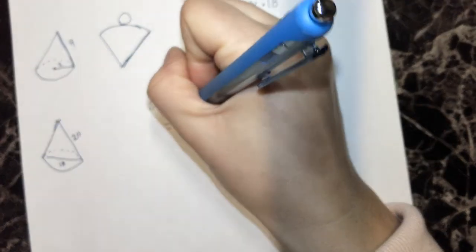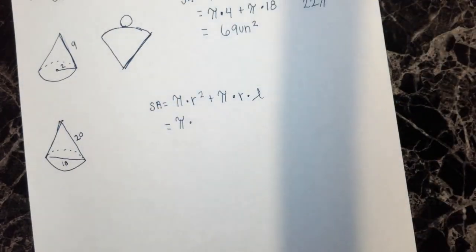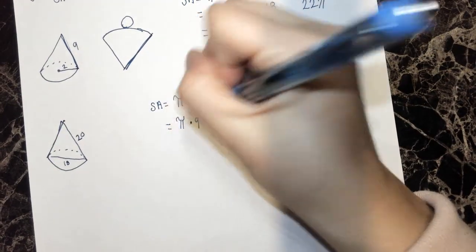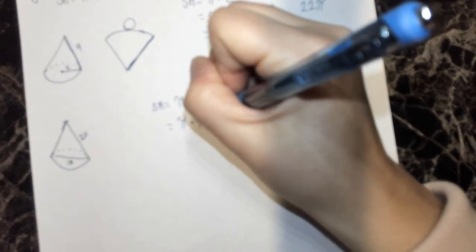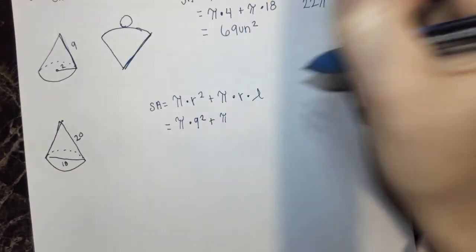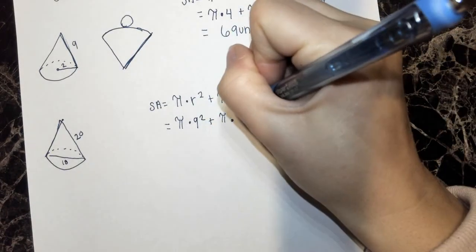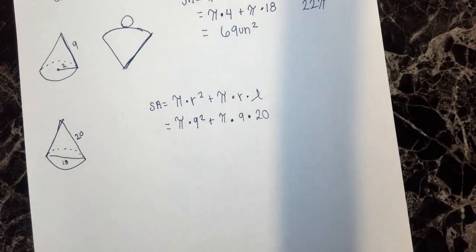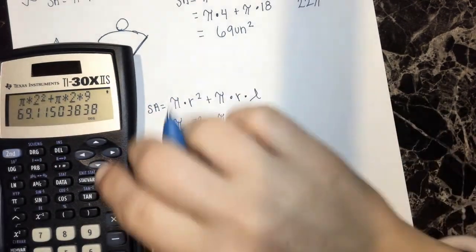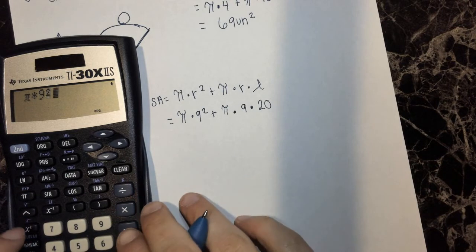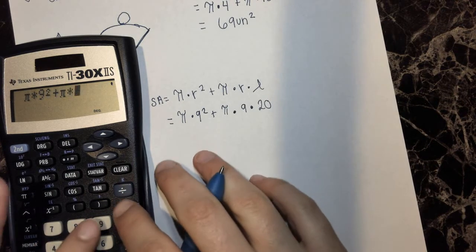Alright, so you should have paused it, you should have solved it. When you plug it in, pi stays the same. We don't have a radius, we have a diameter, but we know to take half of the diameter to get your radius. So half of 18 is 9. Then plus pi times the radius, which is still 9, times your slant length of 20. If you plug this in, it would be pi times 9 squared plus pi times 9 times 20.